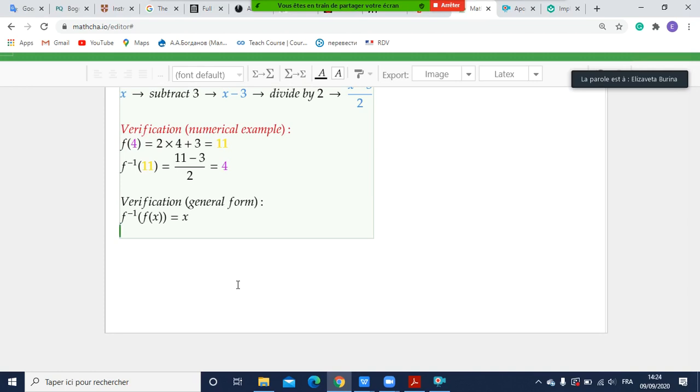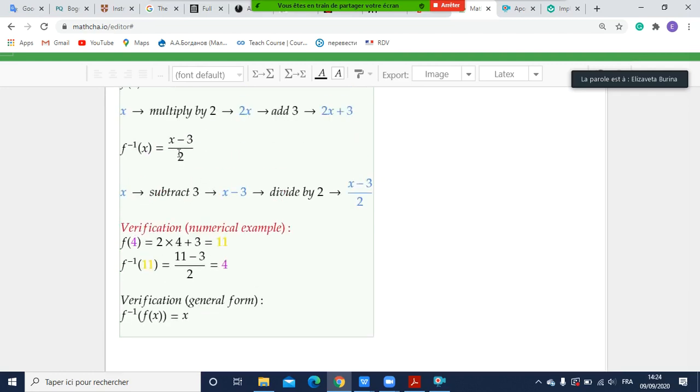So let's see. The inverse function, what does it do? It takes x, does minus 3, and divide by 2. Okay, so this is, I can copy this.